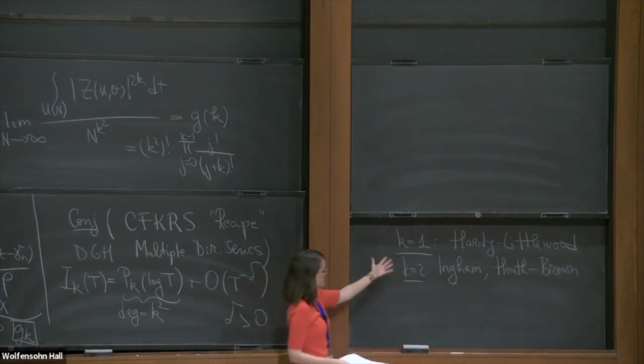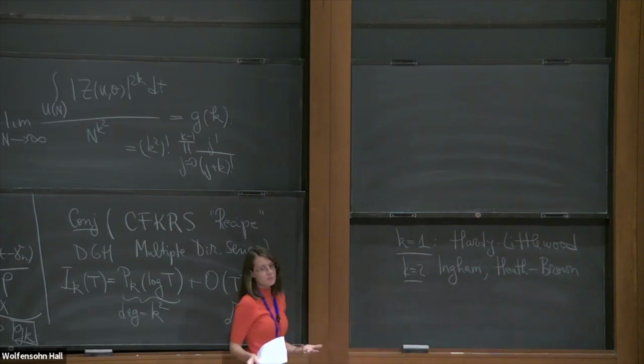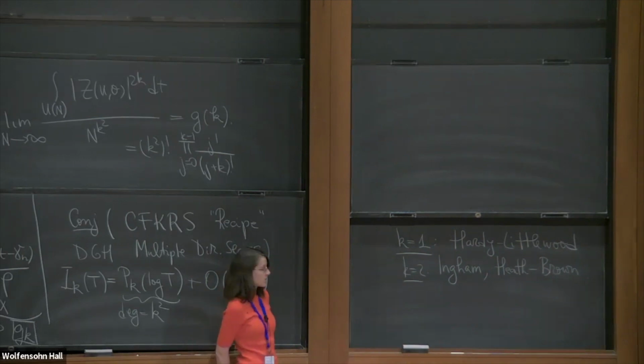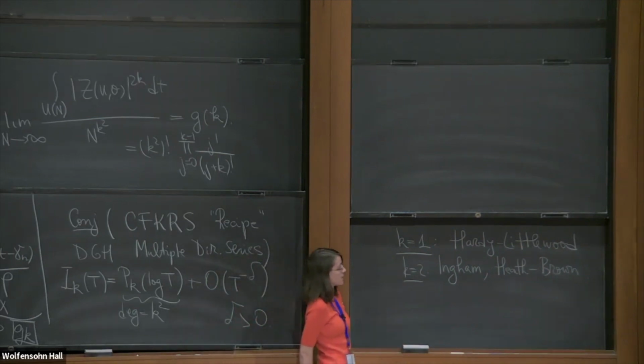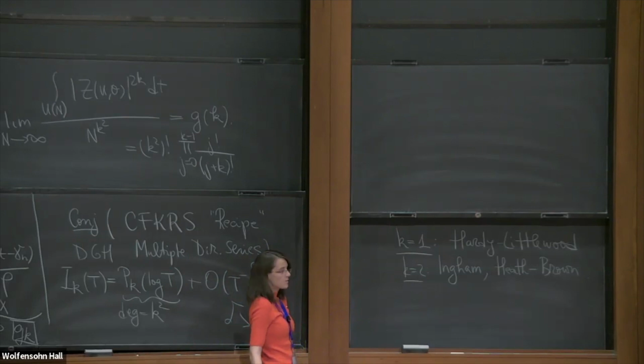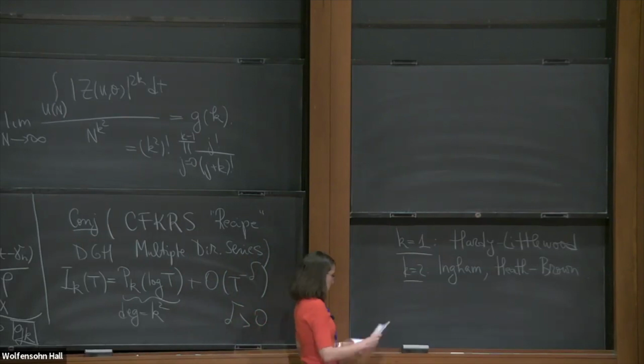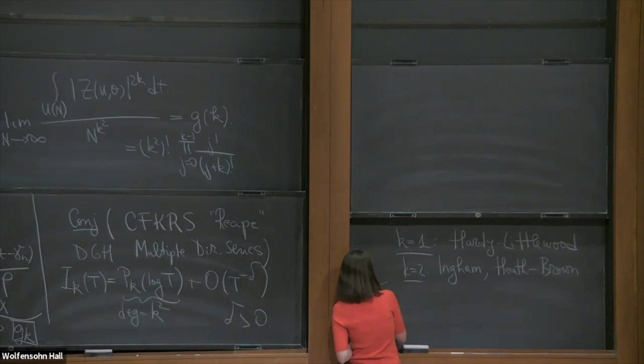So to do, for example, the sixth moment, you need some information about correlations between divisor functions, and we don't really have information about that. So then you can ask what is known in terms of upper bounds and lower bounds. So there are sharp upper bounds.